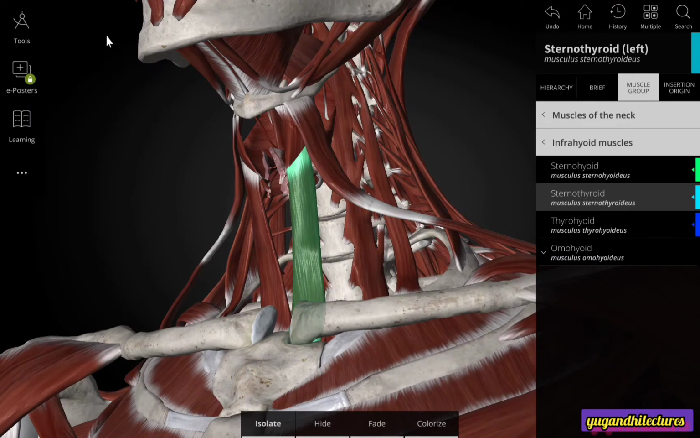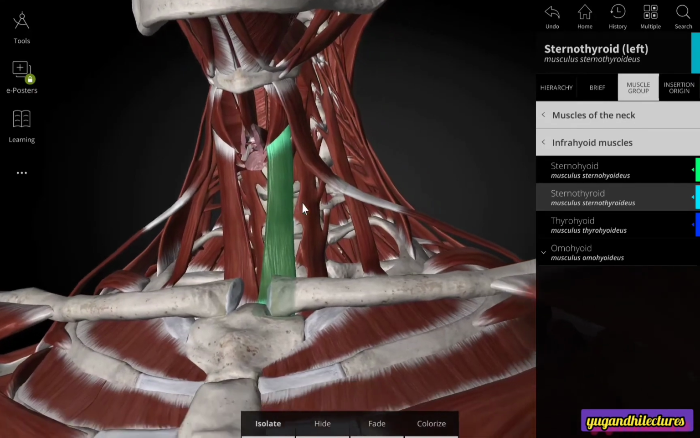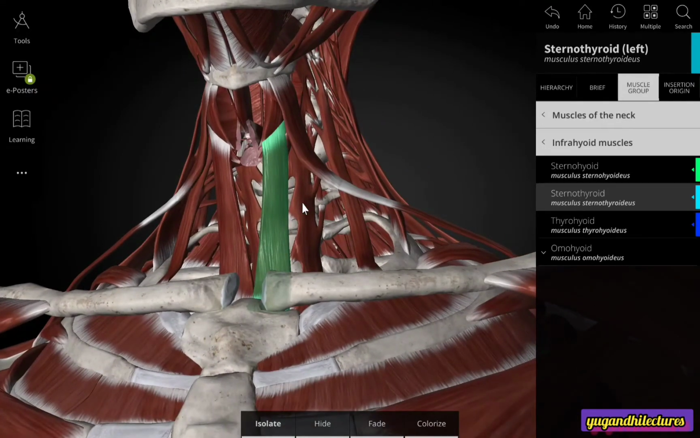So coming to the action, like the hyoid bone, the larynx is also elevated following swallowing and during vocal movements. So the larynx also elevates. The main function of the sternothyroid muscle is to depress the larynx after its elevation.